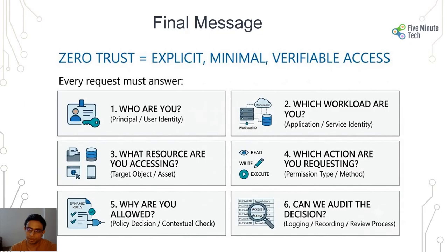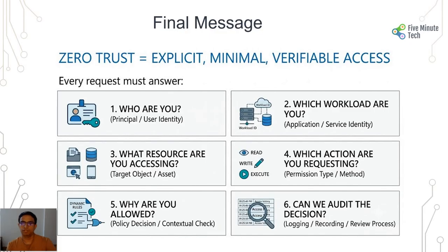Now, before we get into the demo, let's have a final message, which is: zero trust equals explicit, minimal, verifiable access. This is very critical because every request must answer who you are, what resources you are accessing, which workload you are, which actions you are requesting, why you are allowed, and whether we can audit the decision. So this will give you the full picture of a zero trust implementation.